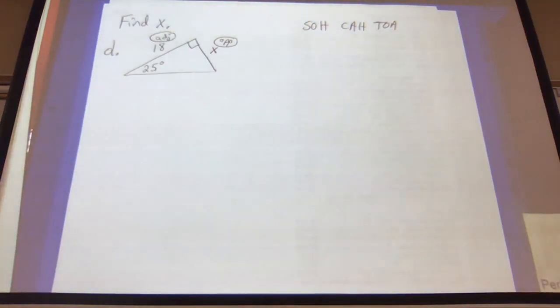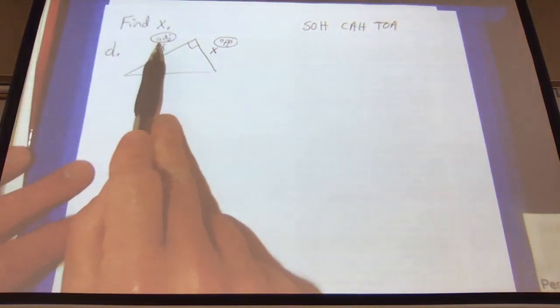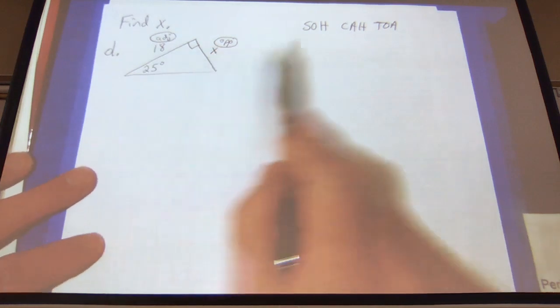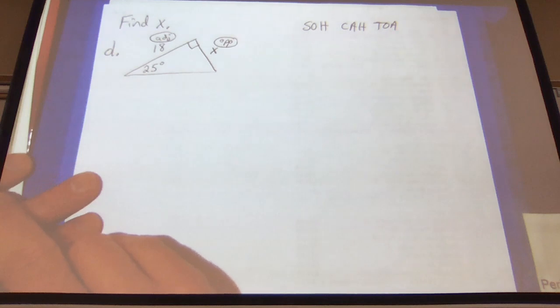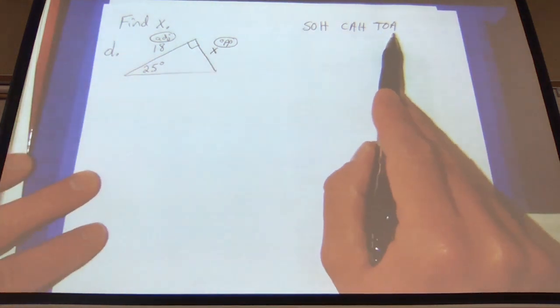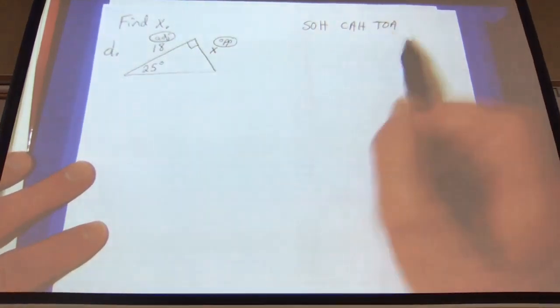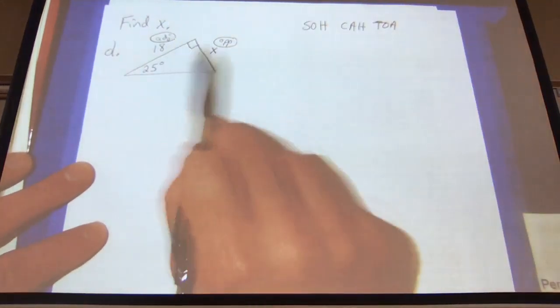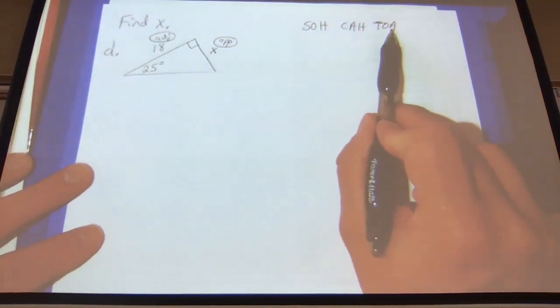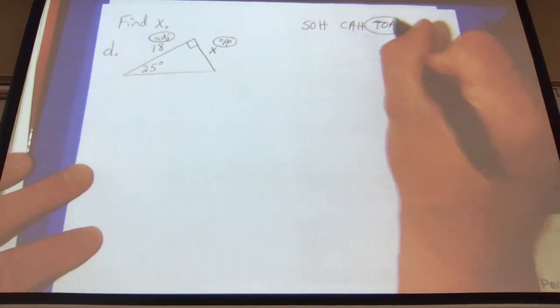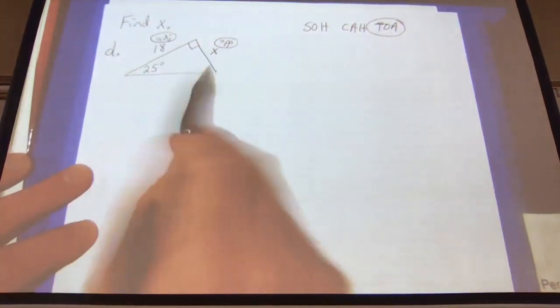And what I'm going to do with SOH CAH TOA is identify which one uses adjacent and opposite. Looking at SOH CAH TOA, which one uses adjacent and opposite? Tangent. No, sine's opposite over hypotenuse. Not quite. We want adjacent. Oh, you're right. Adjacent and opposite. Tangent uses adjacent and opposite. So that tells me we're going to use tangent when I'm using this triangle here.